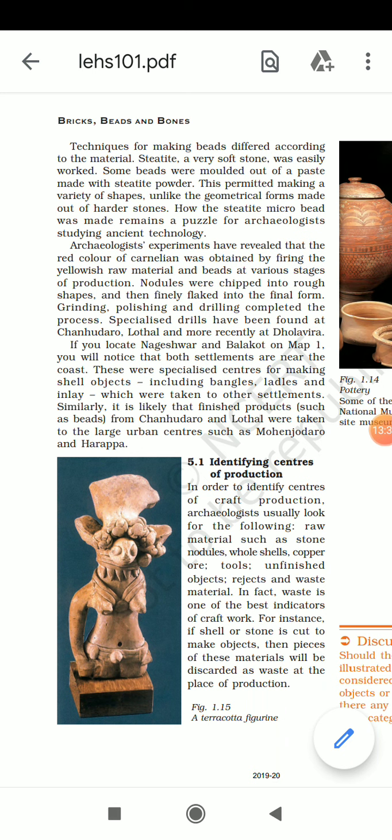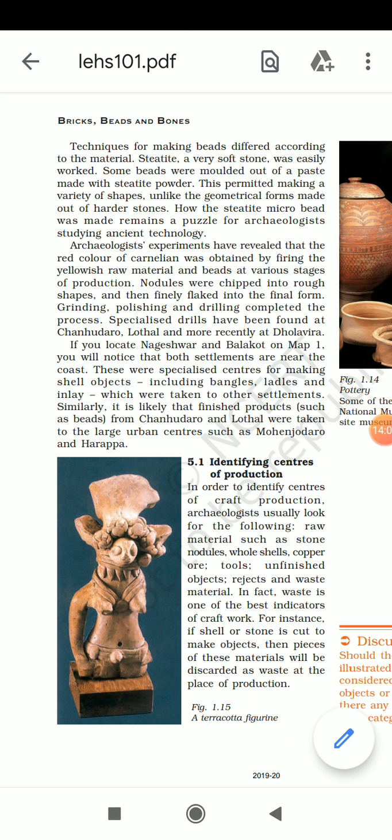Specialized drills have been found at Chahundro, Lothal, and more recently at Dholavira. Underline these things. If the question comes from where we find the specialized drill, cutting, shaping, and drilling of beads, in other words, where can we find the bead industry in the Indus Valley civilization, then the most appropriate answer will be Chahundro.